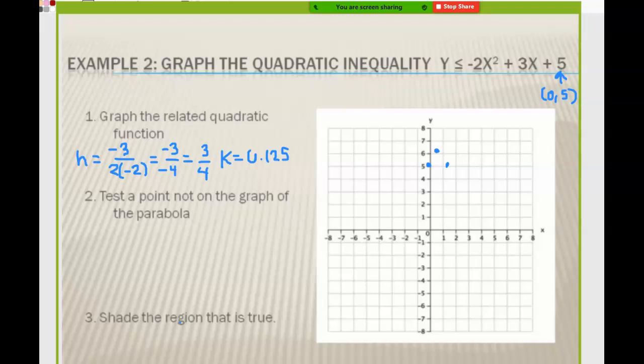And again, you could do your a(x minus h) squared plus k. You can also just always plug in numbers. So again, if you don't like fractions because this is going to force you to subtract a fraction from all of them, you could plug in the number 2. So you could say -2 times 2 squared plus 3 times 2 plus 5. The problem with plugging in something like the number 2 is that you don't get your symmetric point.